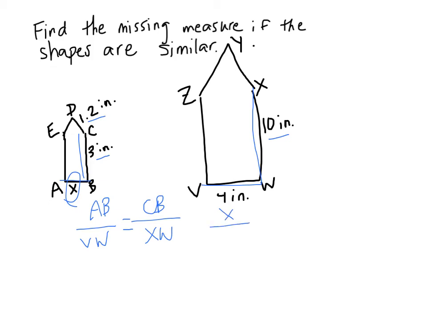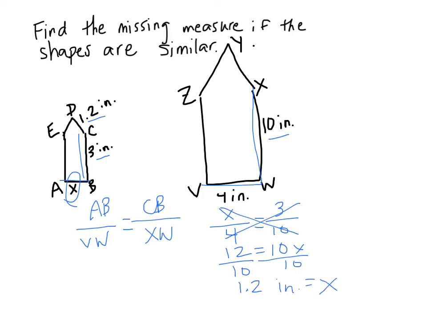X over 4 equals 3 over 10. Cross multiply, 12 equals 10x, divide by 10, 1.2 inches equals x.